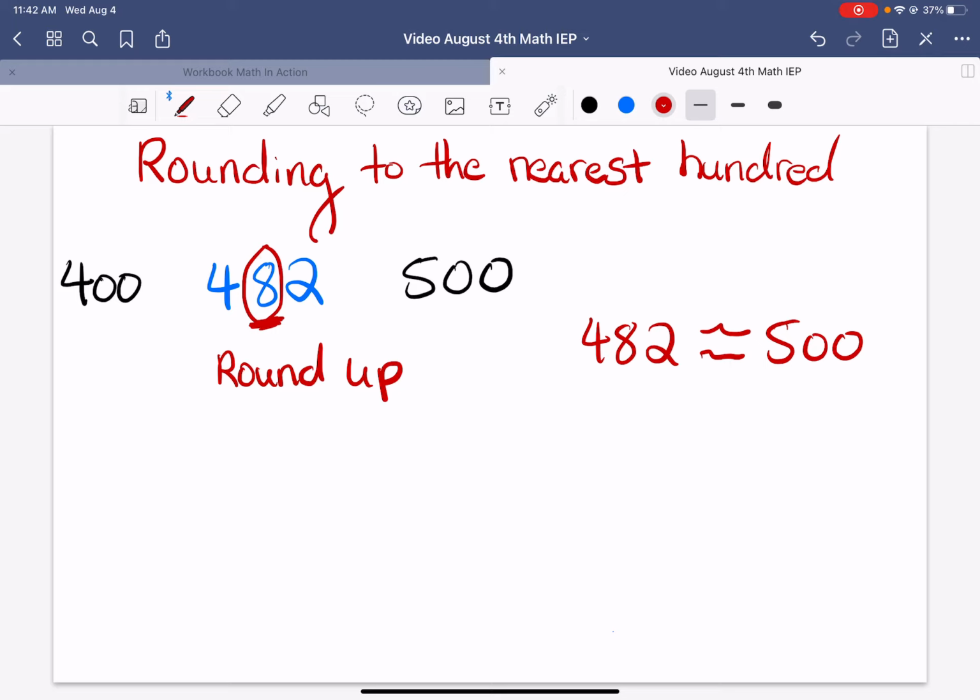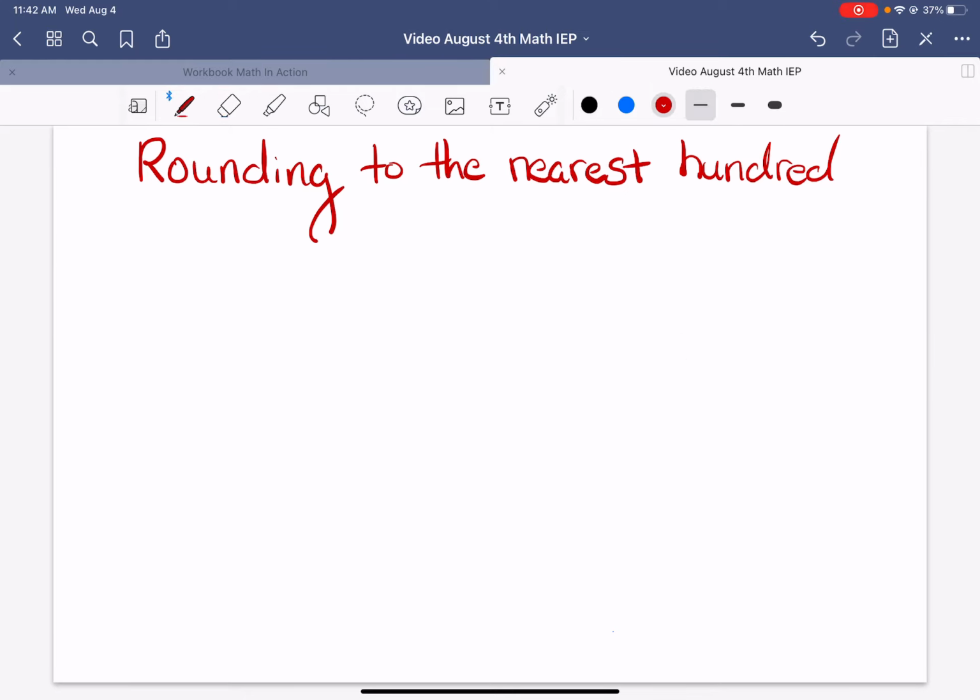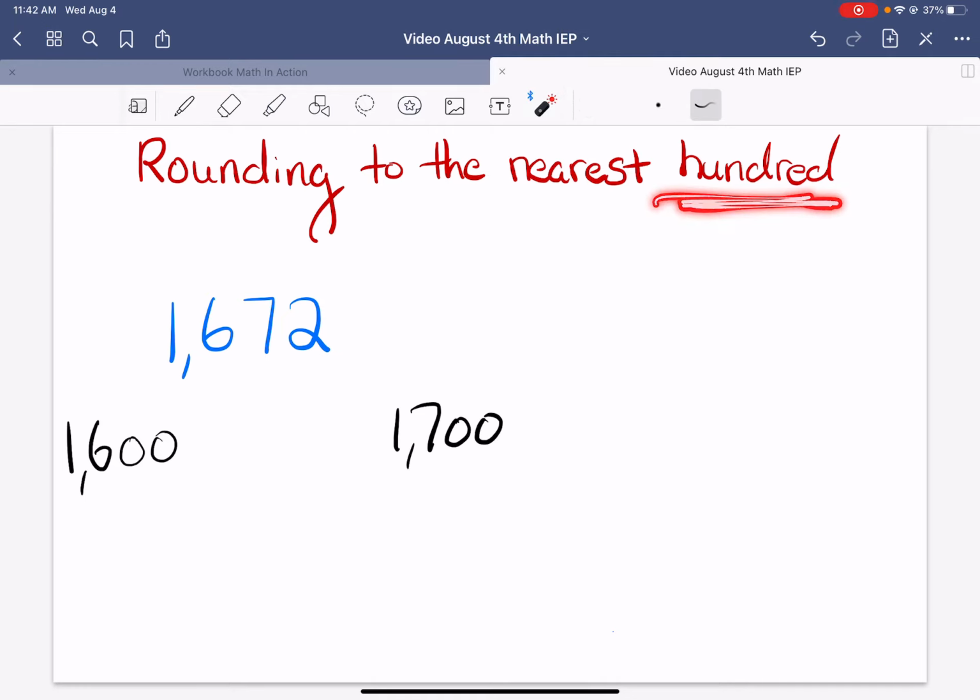Okay, so that's how we round up. What if I give you a bigger number? A bigger number such as 1,672. So we have two choices, right? We can always round down or up. So first we're going to write out our choices. We have 1,600 or 1,700. We're only working with 100, remember. So we can only do hundreds. We're only going to change the hundreds. We're not going to change the thousands unless the number begins with a 9 here.